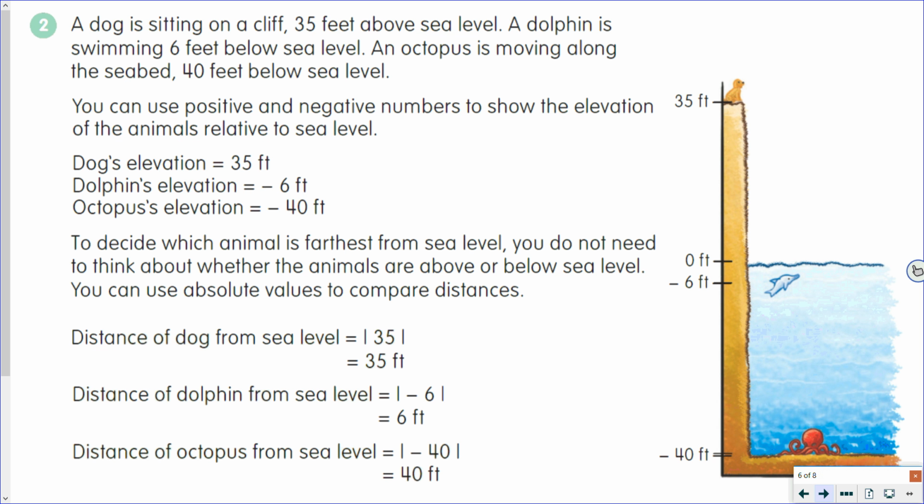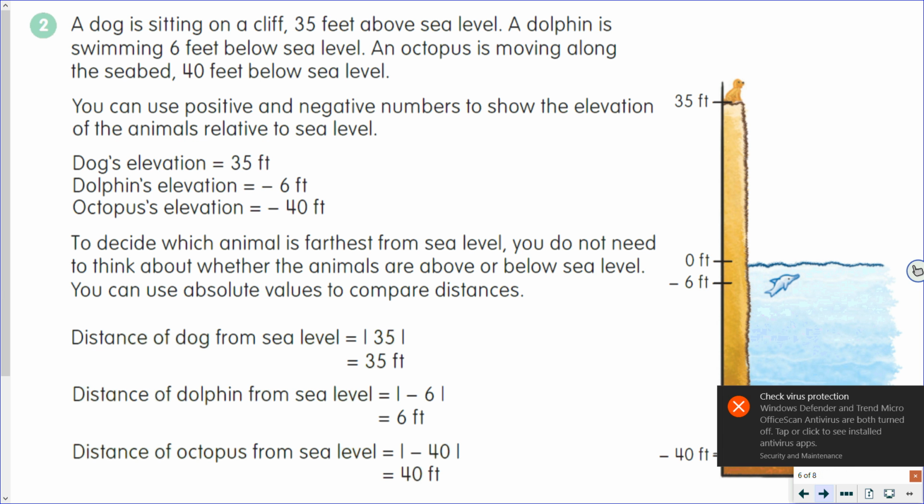But we might just want to know which animal is farthest from sea level. And when we do that, we don't worry about whether they're above or below sea level. So it doesn't matter if their numbers are positive or negative. We're just trying to see which one is farthest away. And since the octopus is 40 feet away, the octopus would be the one farthest from sea level.